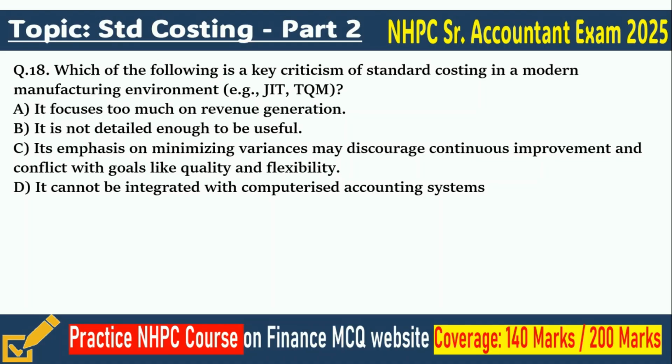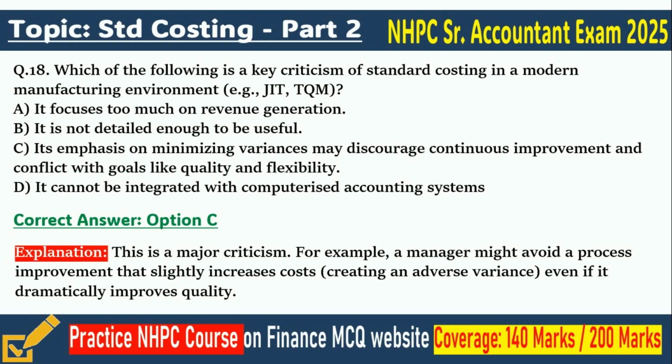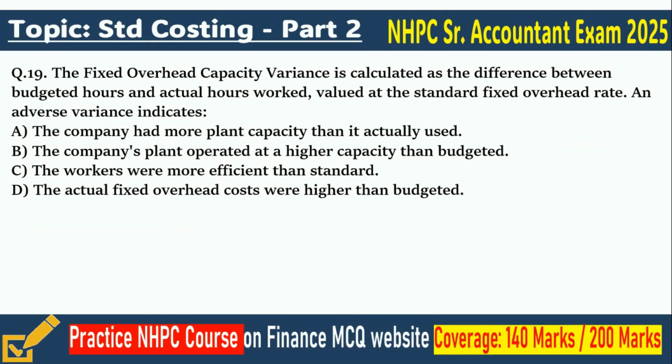So, friends, it's a very simple, straightforward question. If you read all the options carefully, you will understand that option C makes the most logical solution. Option C, that says it emphasizes on minimizing variances, may discourage continuous improvement and conflict with goals like quality and flexibility. So, friends, again, a major criticism, for example, a manager might avoid a process improvement that slightly increases cost, creating an adverse variance even if it dramatically improves quality. Moving on, friends, next question.